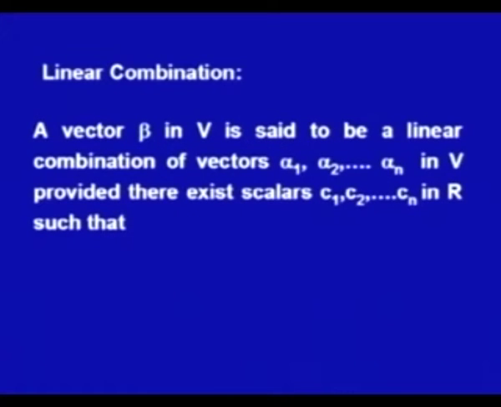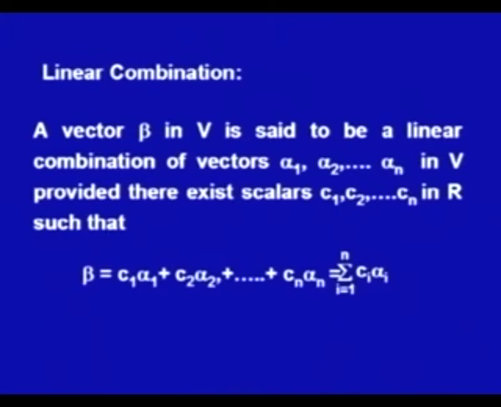Now, we define linear combination. A vector beta in V is said to be a linear combination of vectors alpha 1, alpha 2, alpha n in V, provided there exist scalars C1, C2, Cn in R such that beta is expressed as C1 alpha 1 plus C2 times alpha 2 plus C3 times alpha 3 and Cn alpha n. In short, we write it as summation i is equal to 1 to n C i alpha i. It is a compressed form of representing this linear combination.